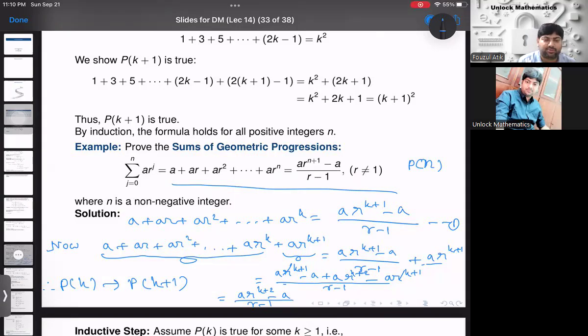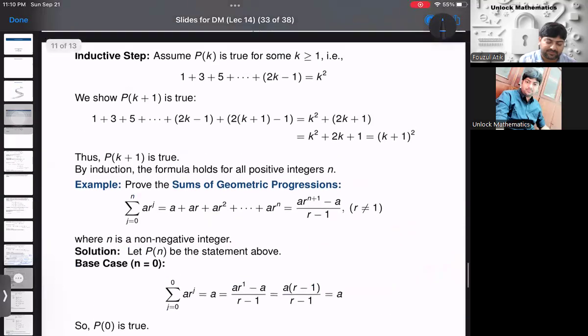And you have already proved in the beginning that P0 is true. Right? And you said that Pk implies Pk plus 1. So basic step, inductive step, both the steps are done. Therefore, by principle of mathematical induction, Pn is true for all non-negative integer n. Proof is done.